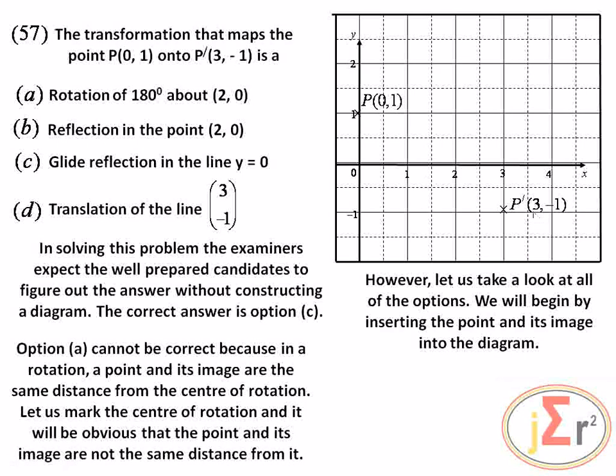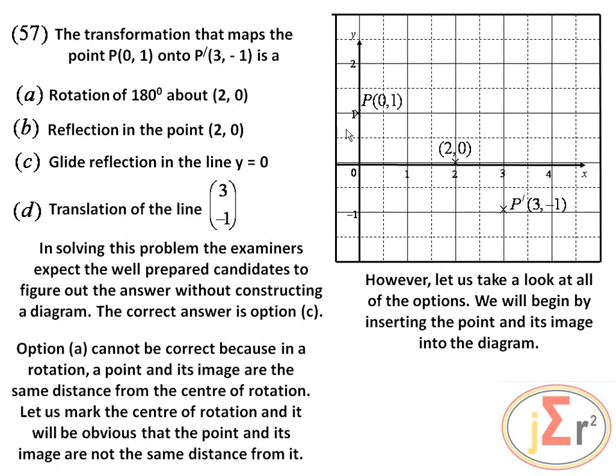Option A cannot be correct because in a rotation, a point and its image are the same distance from the center of rotation. Let us mark the center of rotation and it will be obvious that the point and its image are not the same distance from it. So the point which is the center of rotation is (2, 0), and we are just going to put (2, 0) right there. That's the center of rotation.